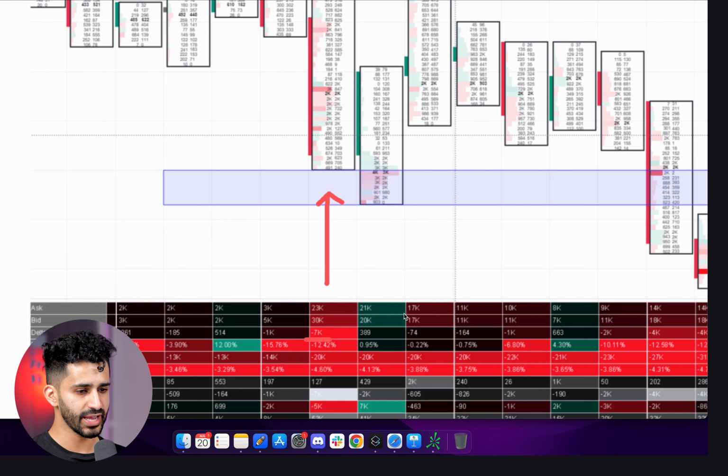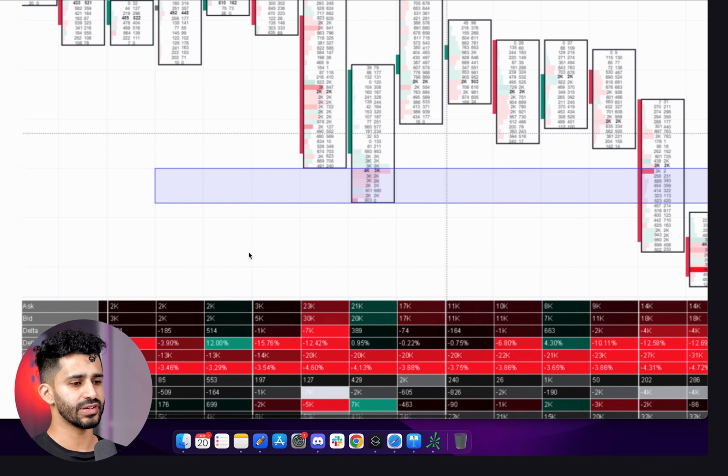When we go to the next candle, it's giving us a positive delta of 389. So 389 more orders than usual got filled on the ask here. About 389 was the difference between the ask and the bid. When you go to the next ones, negative 74, negative 164, negative 1K, 663, negative 2K, negative 4K, you can see how it's increasing.